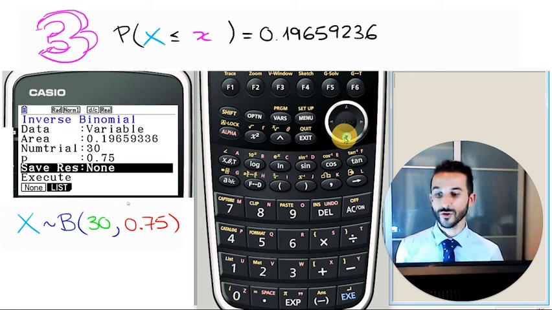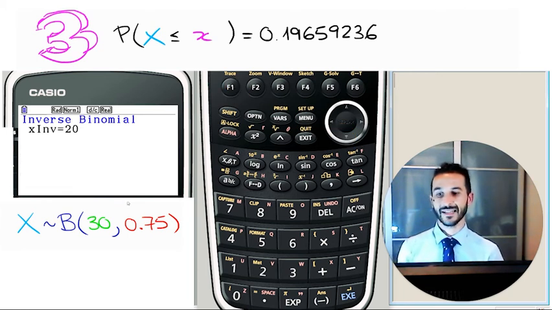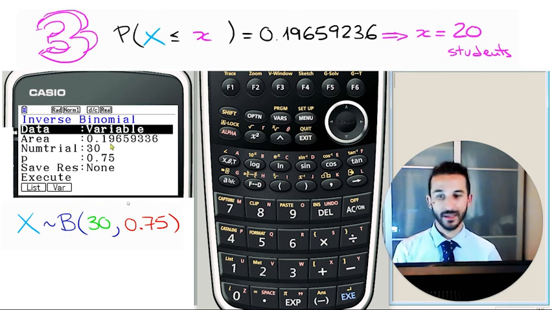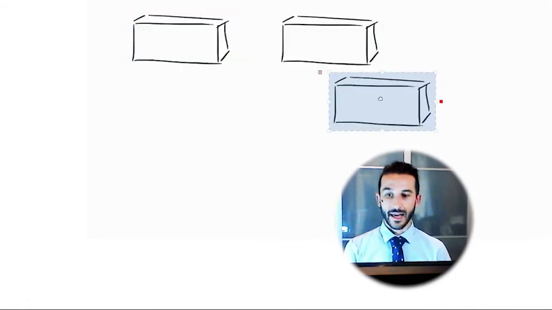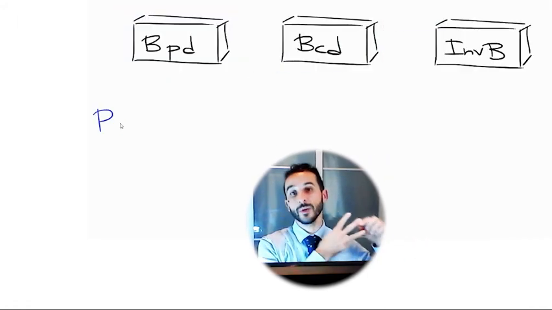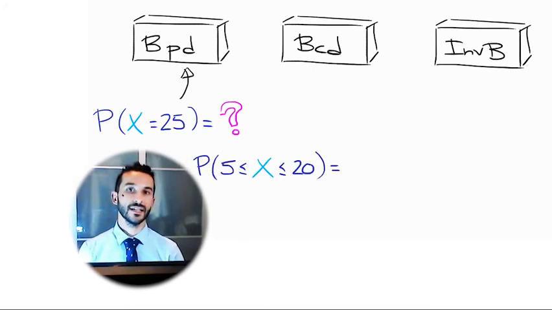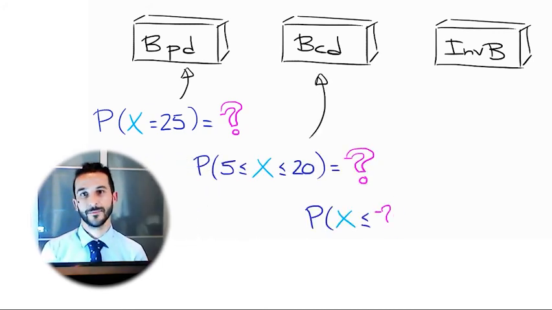So if you go to execute, you'll get this answer 20. So what is the meaning of this 20? Well, this just means that the probability that at most 20 students in this class get cured is approximately 19.66% that we input. And that's it. Those are the three buttons that appear under the binomial distribution section in this CASIO calculator.